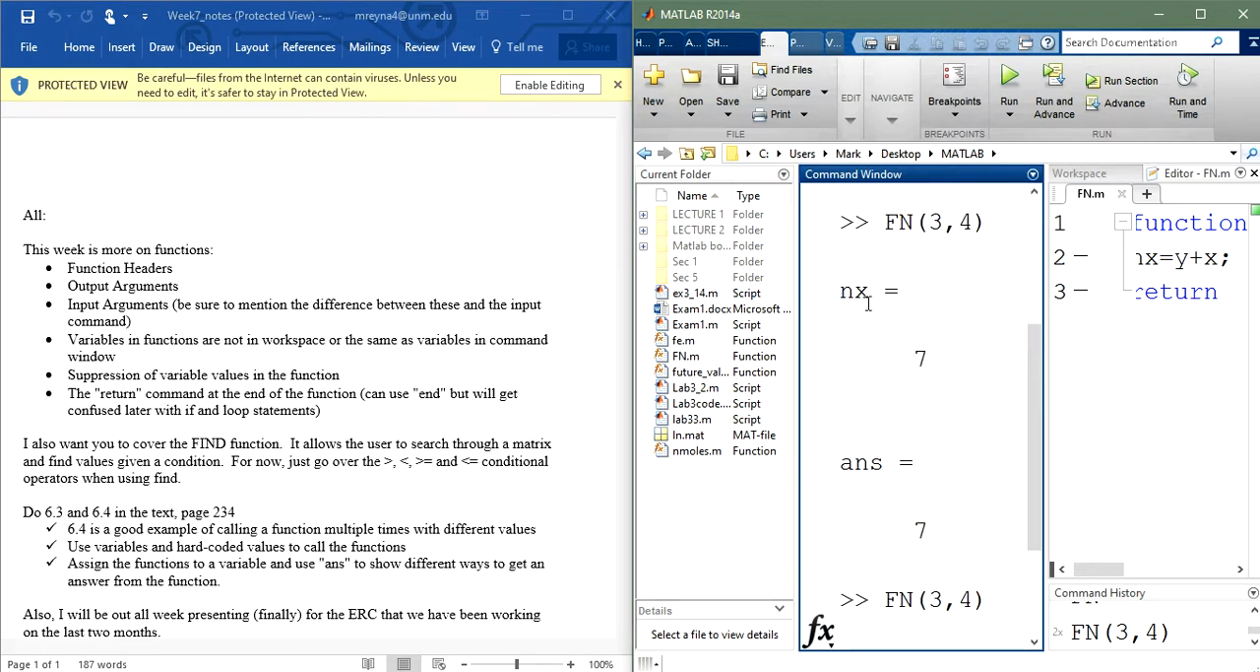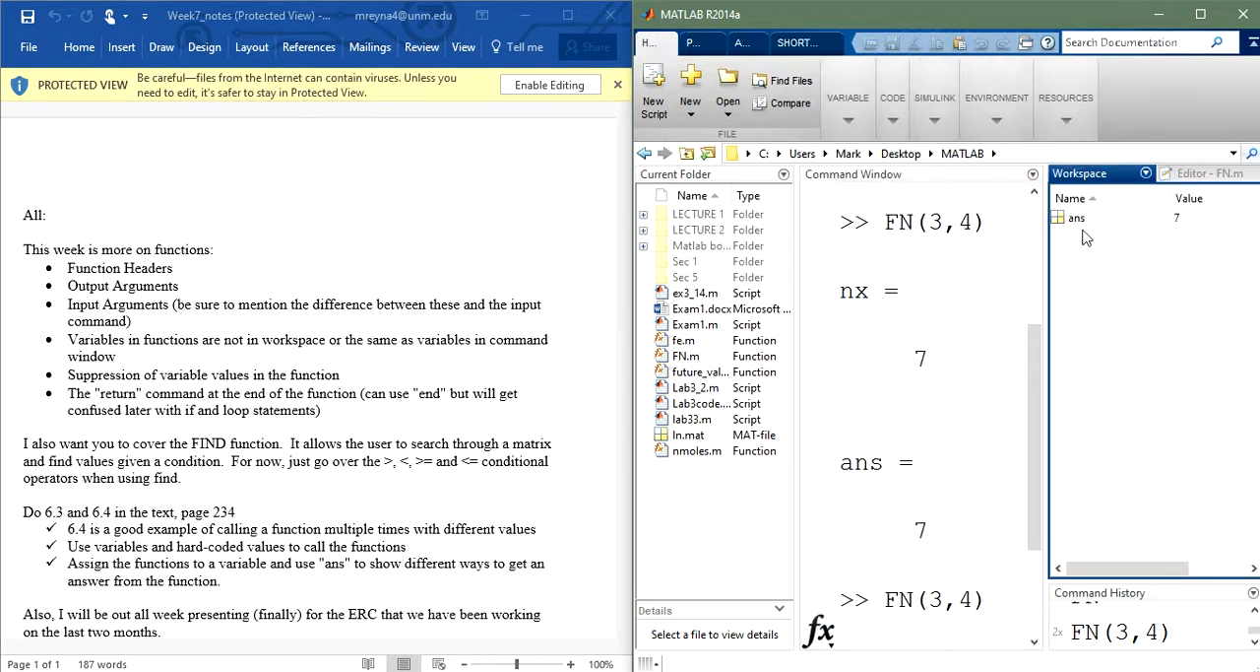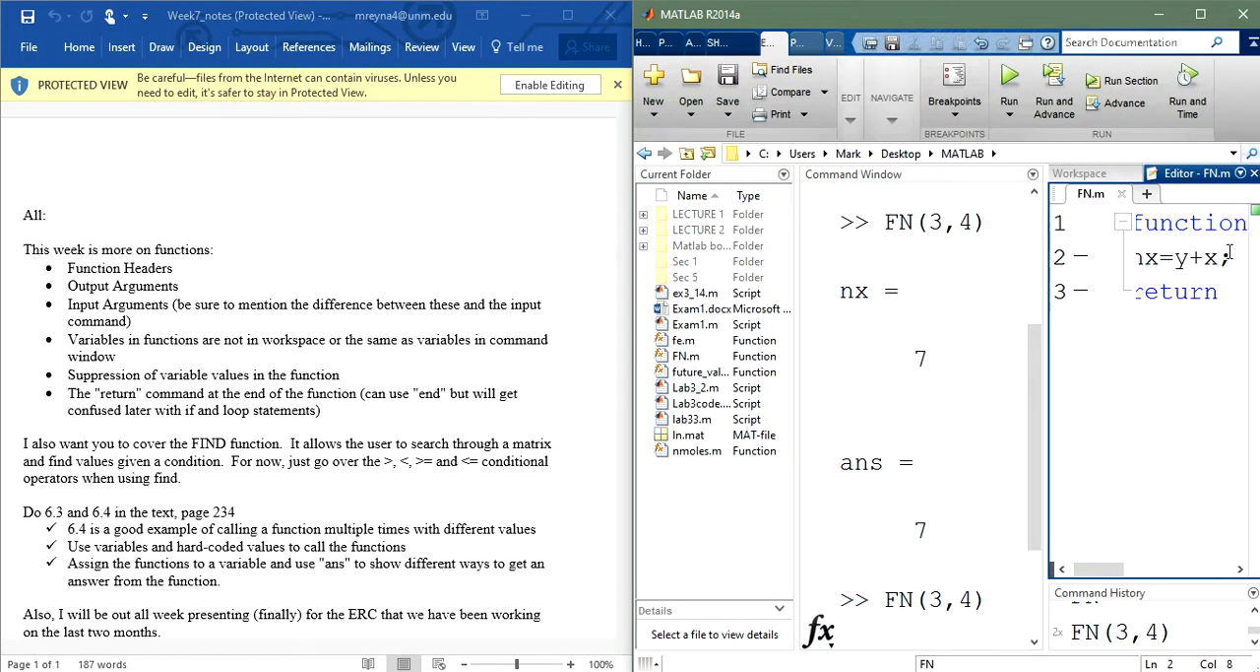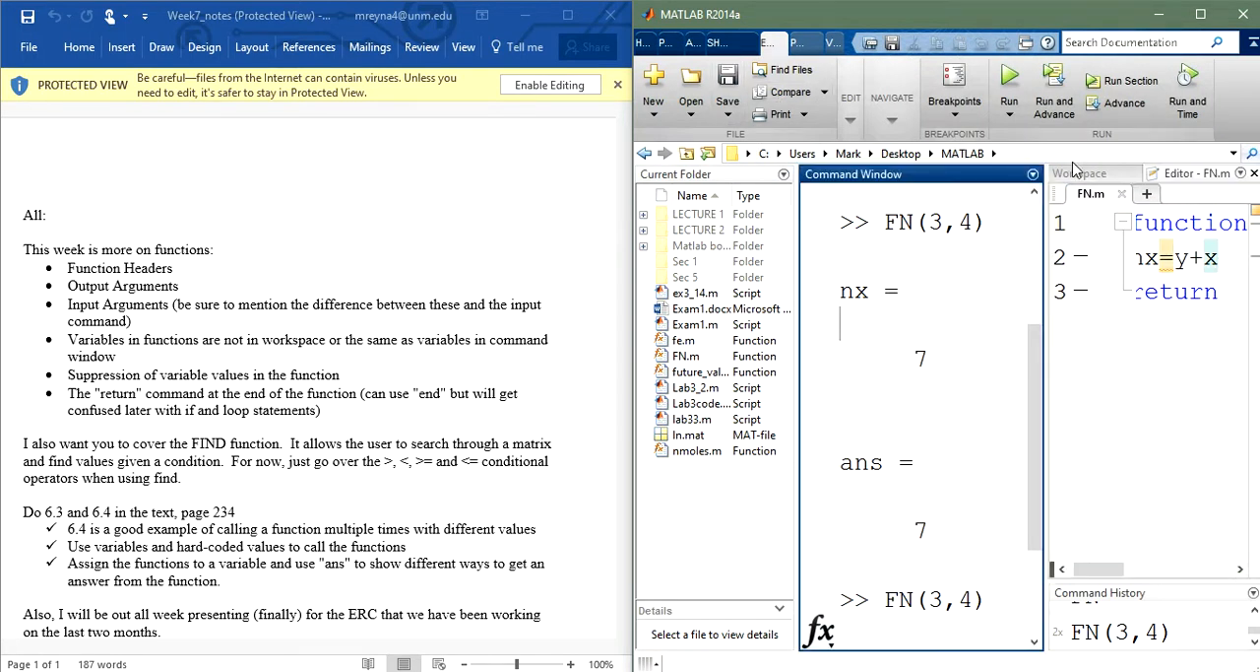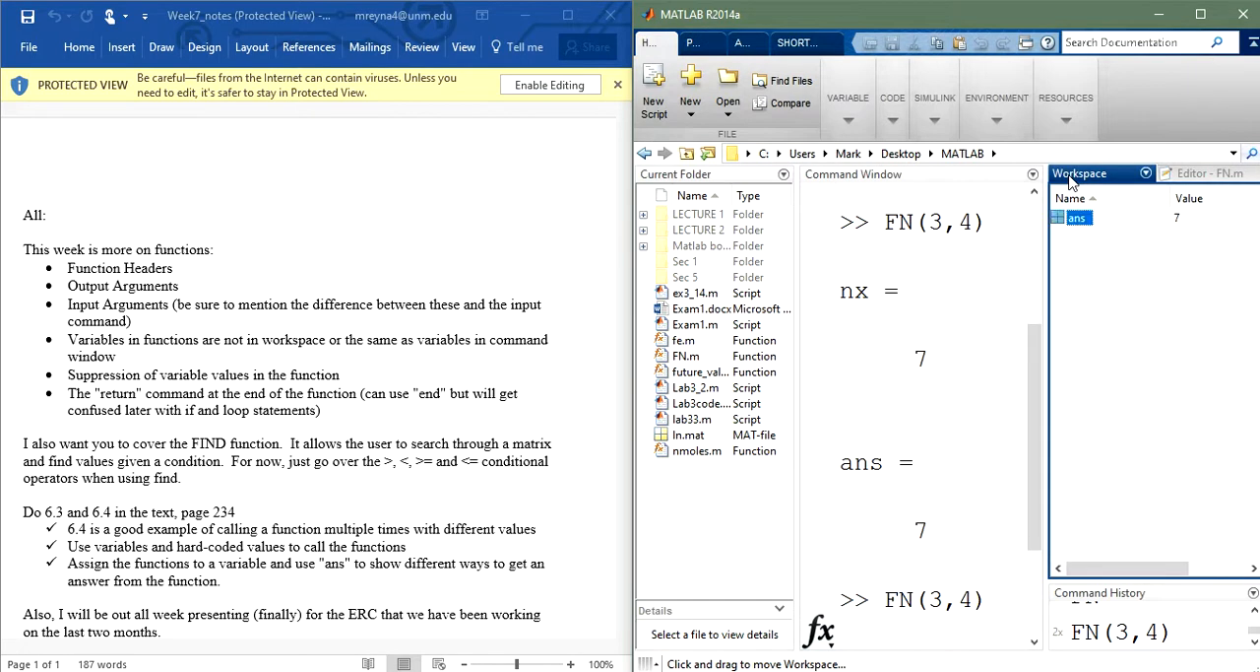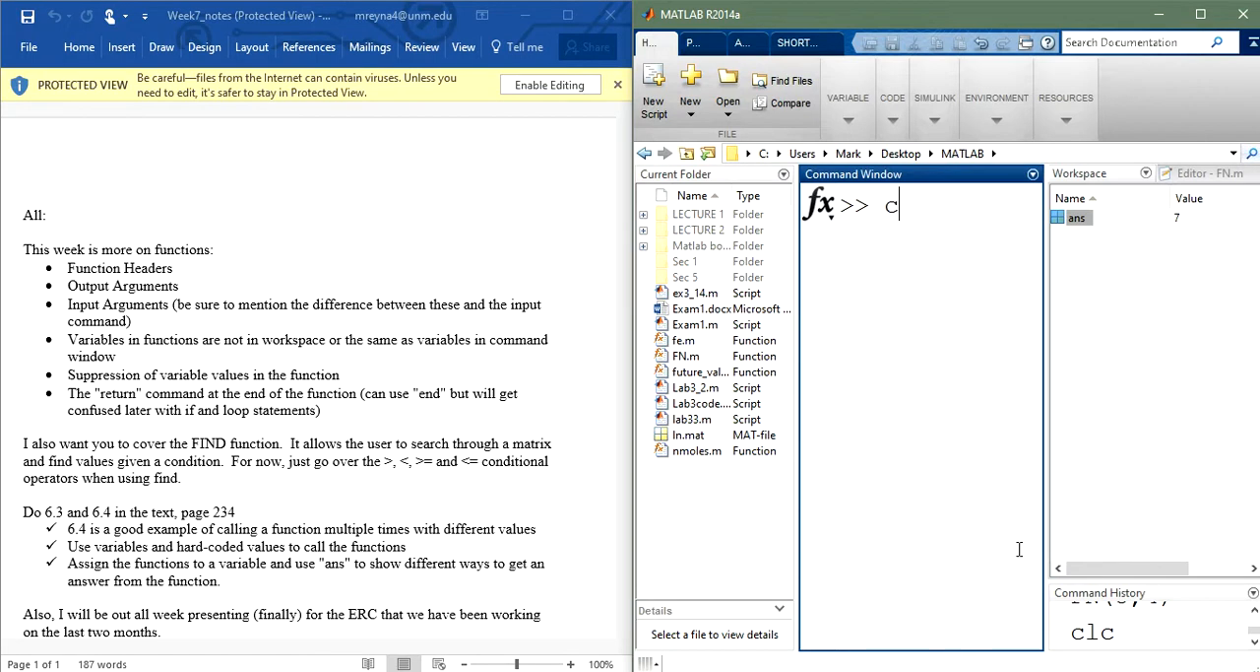It's important to note that this nx, that is a local variable. It's not global. It won't show up here in my workspace. And just to show you, let me open my workspace. And I will clear everything.